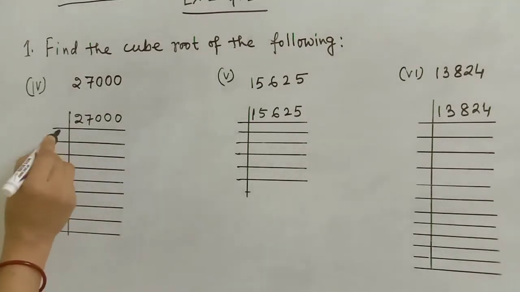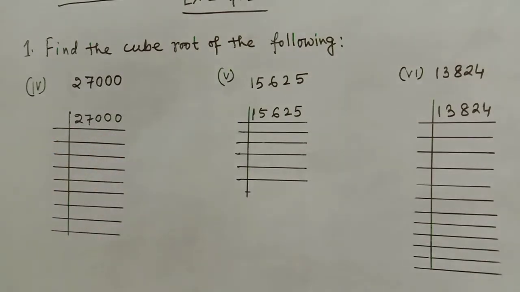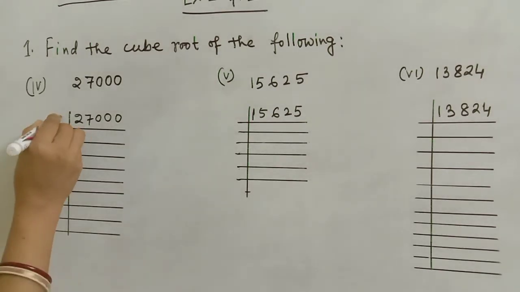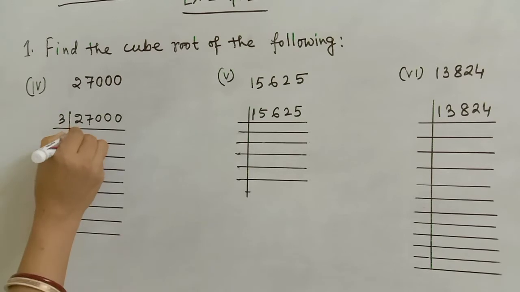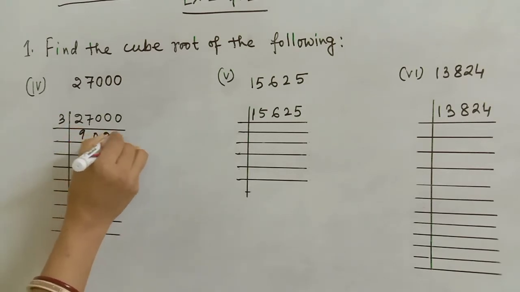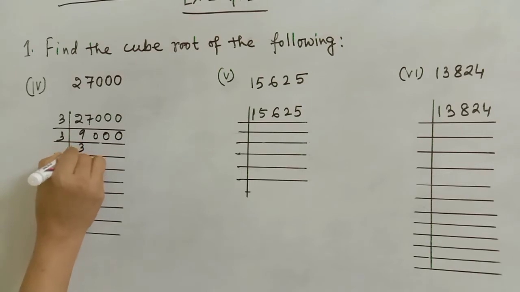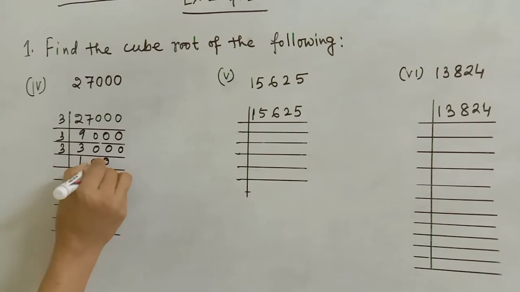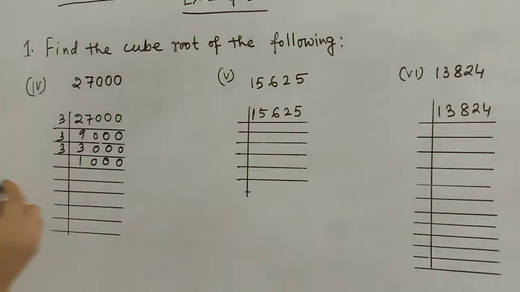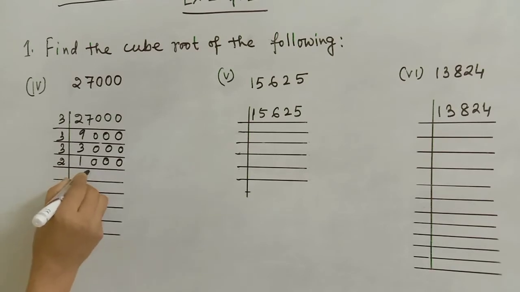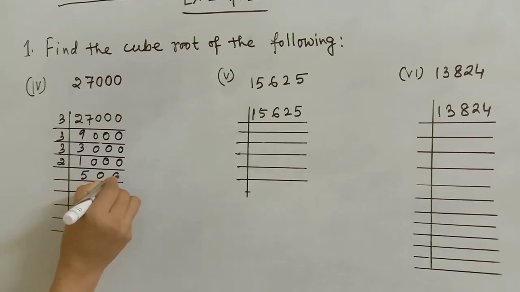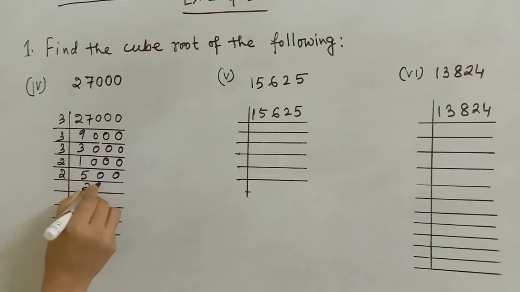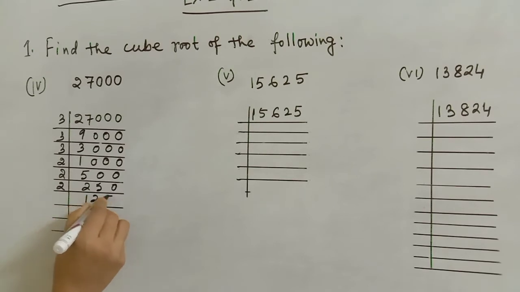The number is 27,000. You know that you can divide it by 2 and 3 both. So I am starting from 3. 3 nines are 27, 000. Again by 3, 3 threes are 9, again by 3, 1,000. Now you can divide it by 2. 2 fives are 10, 0, 0. Again by 2, 2, 5, 0. Again by 2, 2 ones are 2, 2 twos are 4, 2 fives are 10.